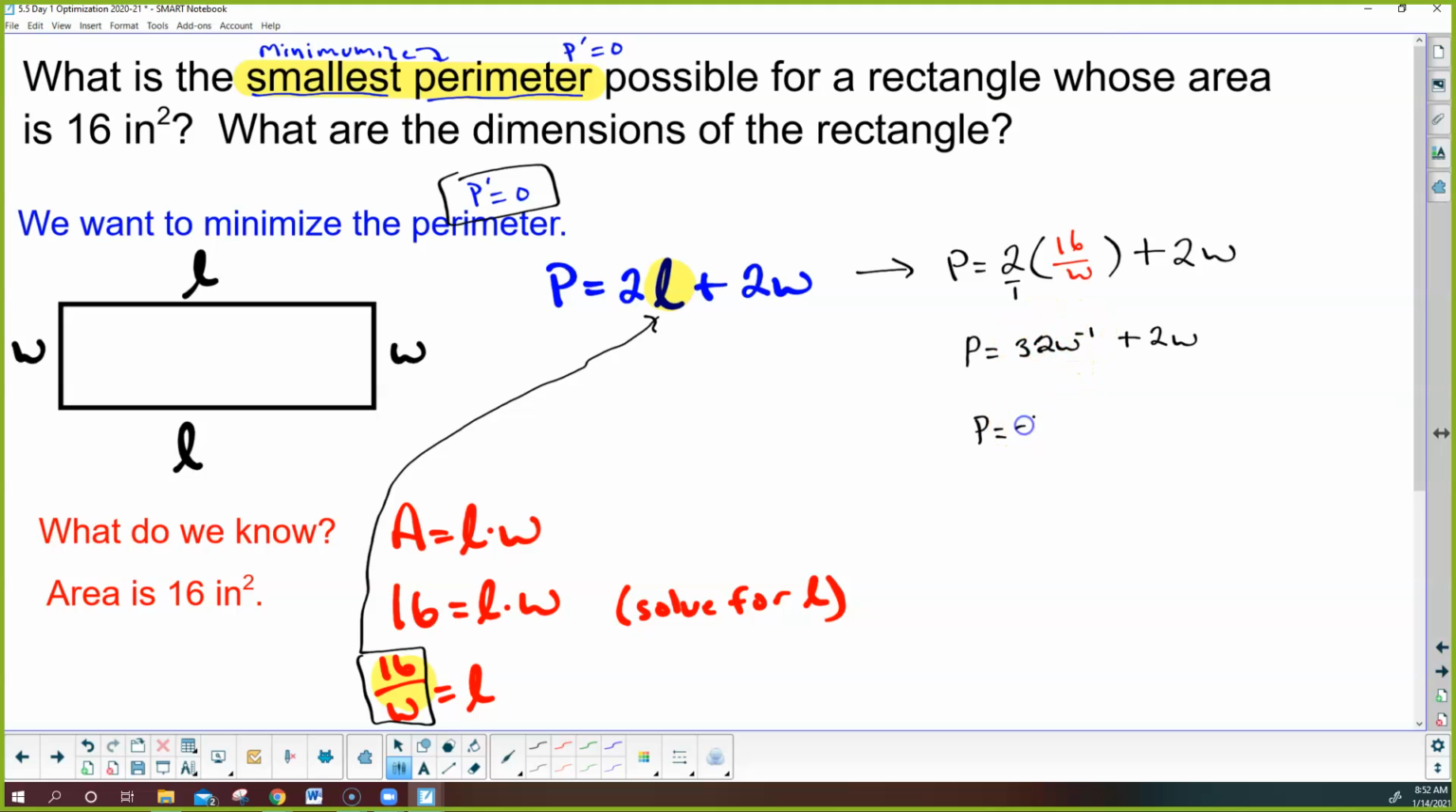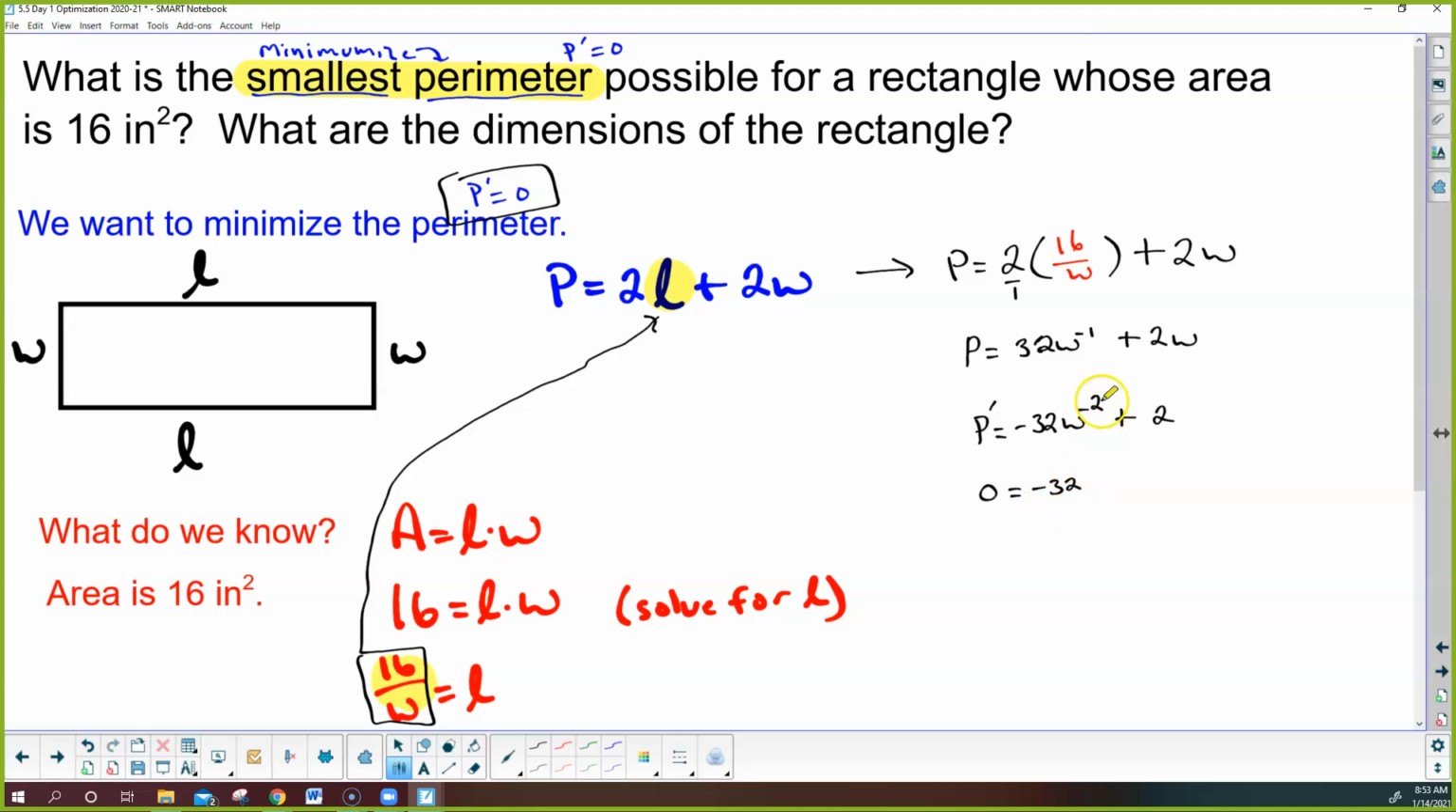The negative comes down, and then the derivative of W is just 2. 2W is just 2. Notice how I didn't put dW/dt. The reason why I didn't put dW/dt is we're not taking the derivative with respect to time. Time doesn't have any effect on this question at all. So that's why it's just straight derivatives. And I should put a prime mark here. So then we're going to set that derivative equal to 0.